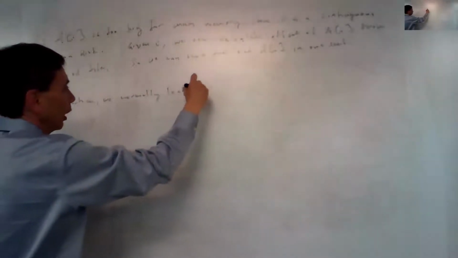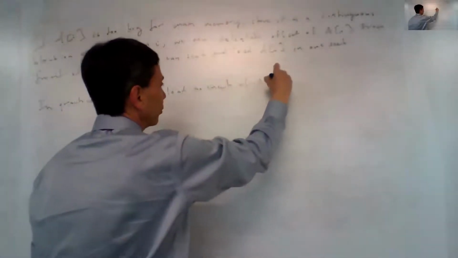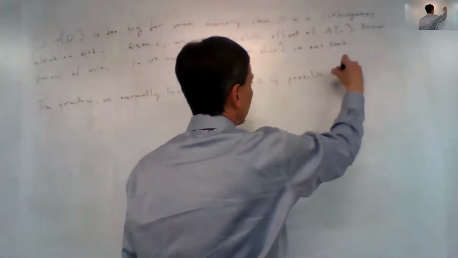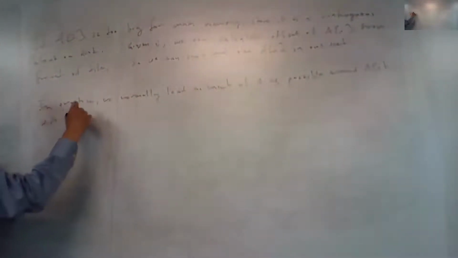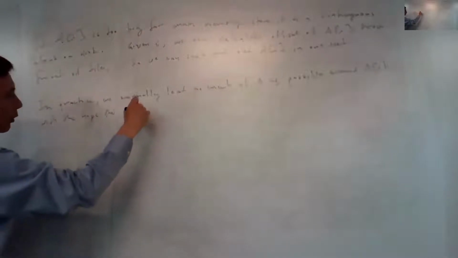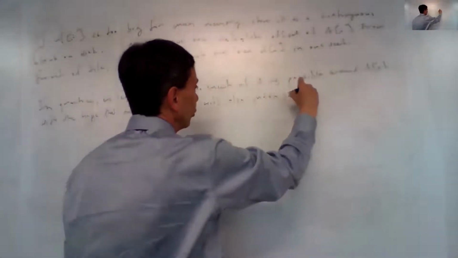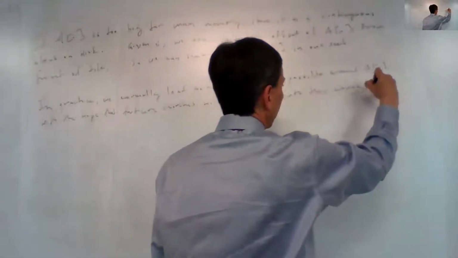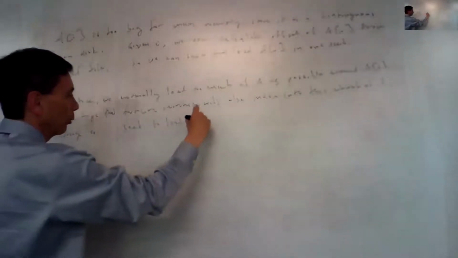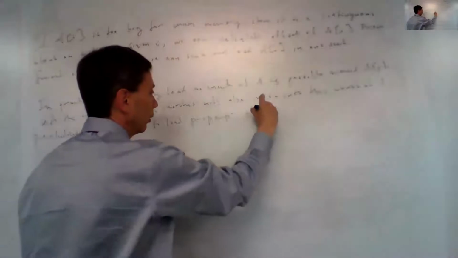And in practice, we normally load as much of A as possible around A sub i with the hope that future searches will also index into this chunk of A, precluding a seek to load the proper part of A into memory.